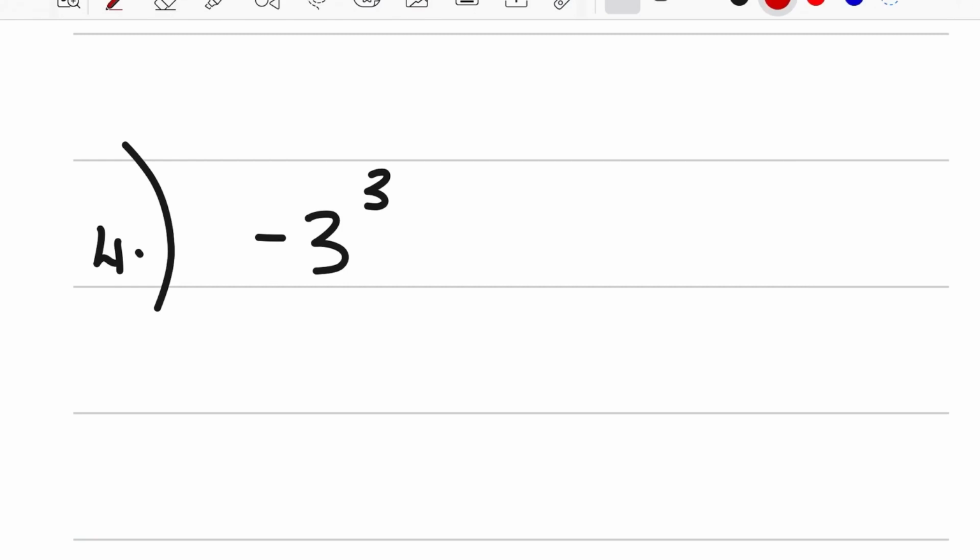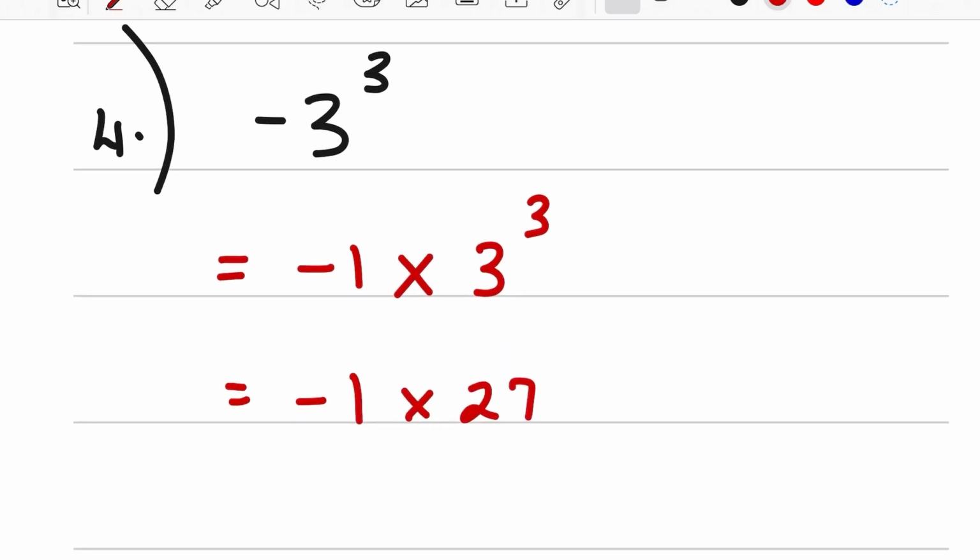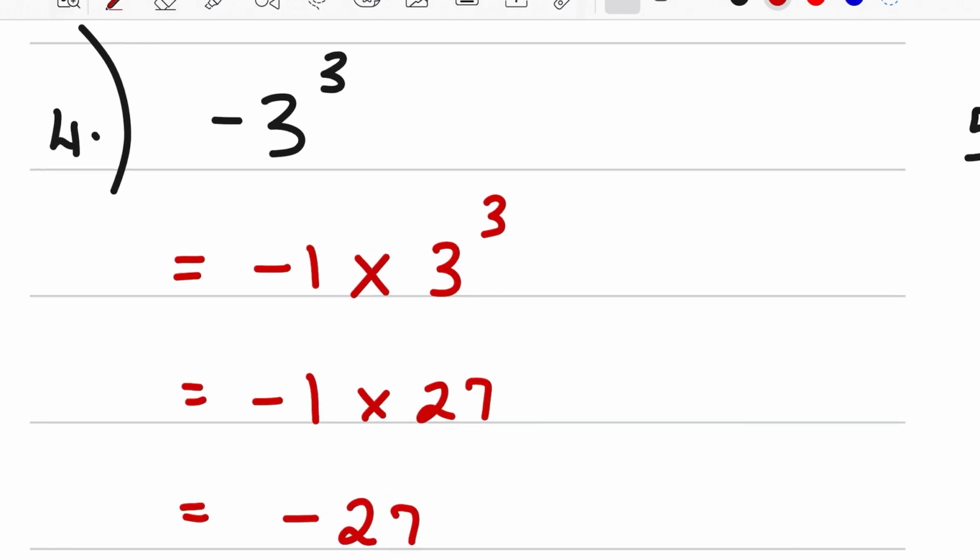Now let's look at question 4. There are no brackets here, which means that we need to think of this as minus 1 multiplied by 3 cubed. We know that 3 cubed is equal to 27. So this is minus 1 multiplied by 27, which is minus 27.